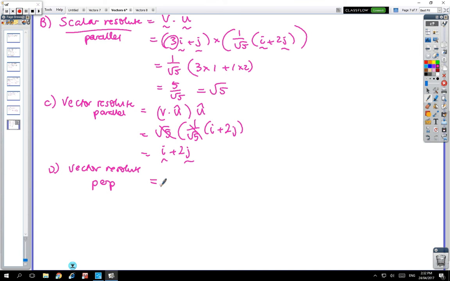The last part is the vector resolute perpendicular. The formula is v minus v parallel. So it's going to be 3i plus j minus i plus 2j, which equals 2i minus j.